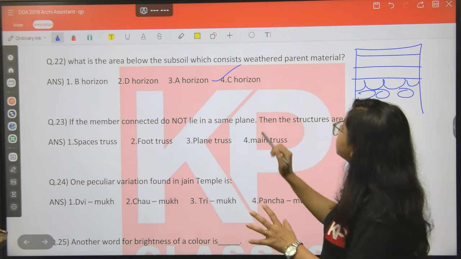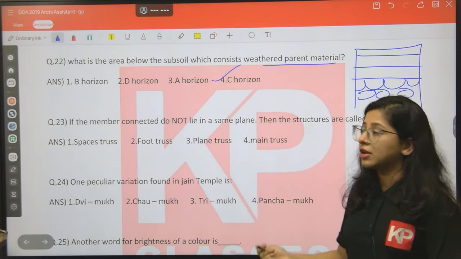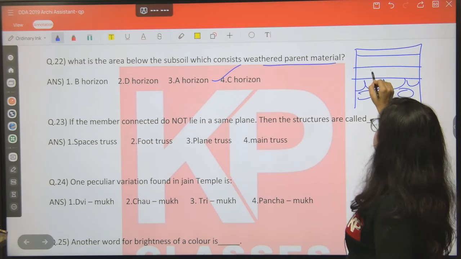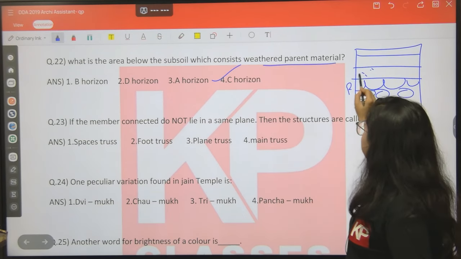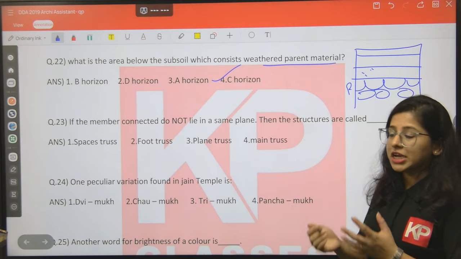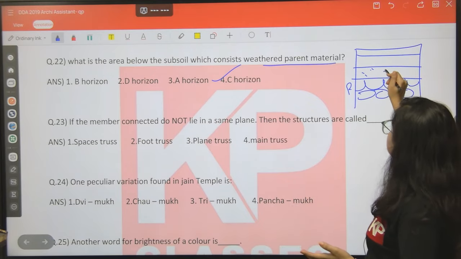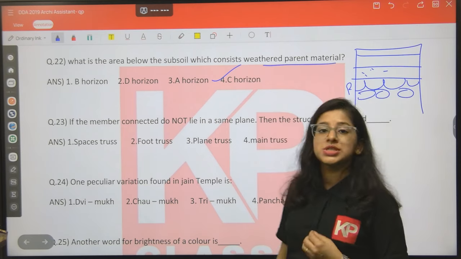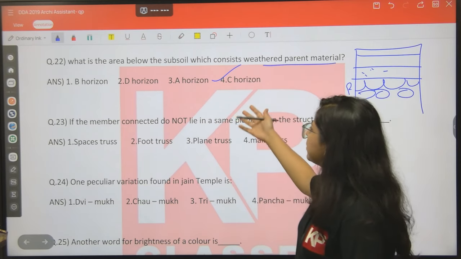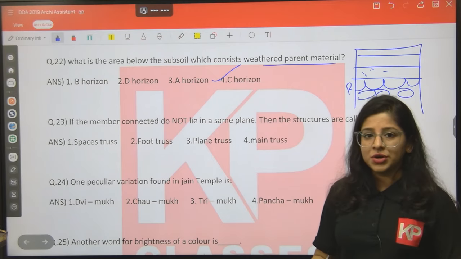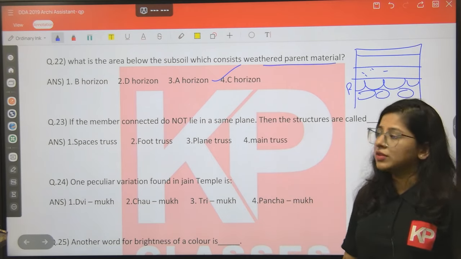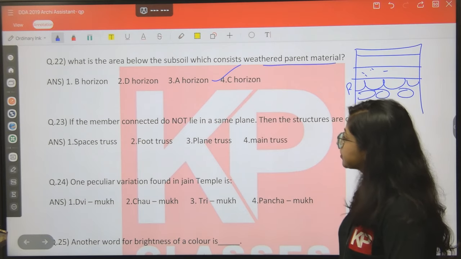So the part which consists of the weathered parent material, not the parent material, the weathered one. Parent material is the R horizon, that is the rocky area. Weathered means your parent material is getting weathered. Just above the parent material, you have the weathered parent material. That is your C horizon. You can keep these things in mind. Horizons are also asked. They will not ask you in terms of topsoil, subsoil and all of these things. They might ask you in terms of your horizon.